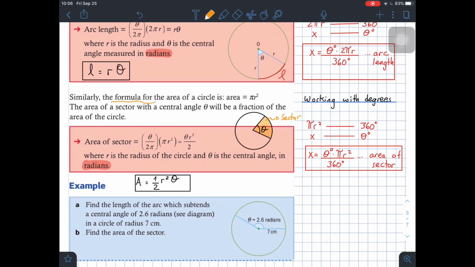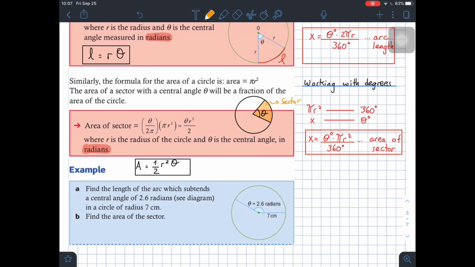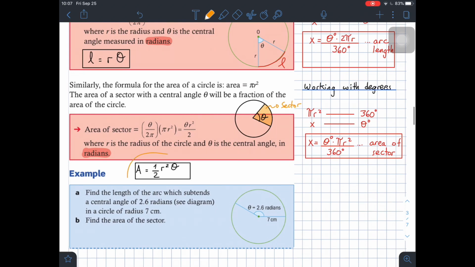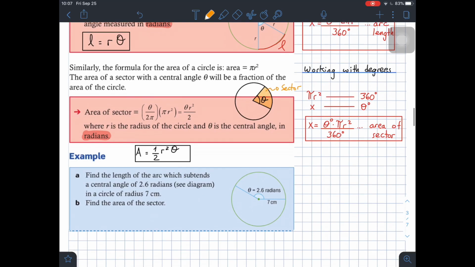Then it says, similarly, the formula for the area of a circle is pi r squared. The area of a sector with a central angle theta will be a fraction of the area of the circle. So if we do the same thing we did to demonstrate this formula, we would get this formula over here, which is the formula for the area of a sector. The sector is this slice of a pizza that we see in this circle over here, right?